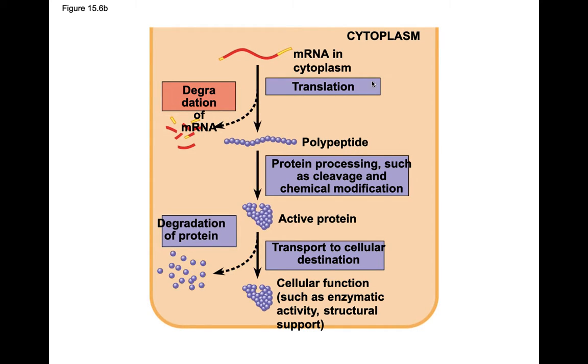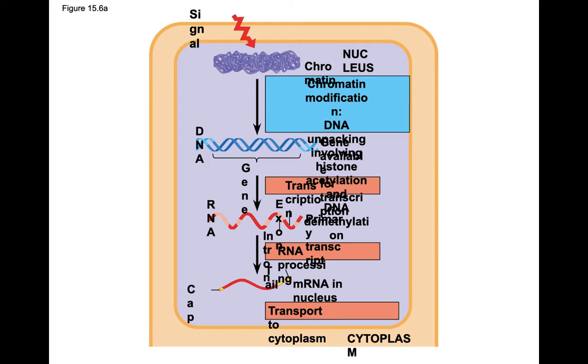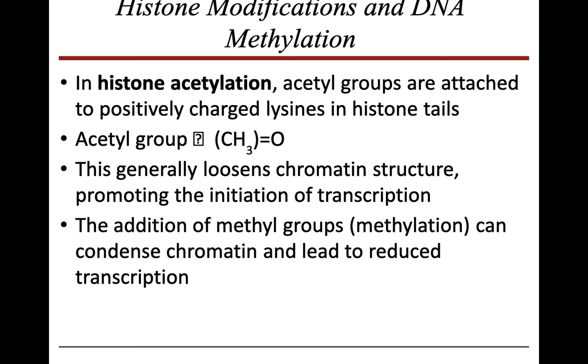We can then take that mRNA and we can degrade it after we make polypeptides. We can have those proteins be processed and cleaved and chemically modified in the Golgi apparatus, which makes our active protein. Sometimes we might not need those proteins, so we degrade them again. And then finally, proteins can do their final function, such as a phenotypic expression, enzymatic activity, structural support, becoming a signal molecule. So there's a lot of mechanisms in which we can regulate gene expression in eukaryotes, all the way from DNA to protein expression.